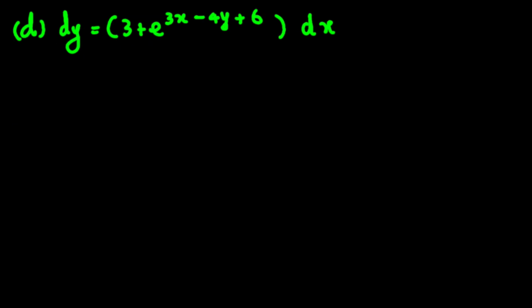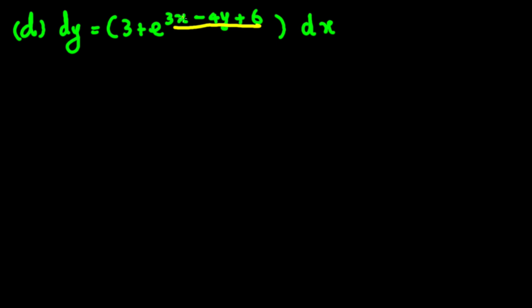Now let's look at another example. Here we have dy is equal to 3 plus e power 3x minus 4y plus 6 times dx. So this is linear substitution. What makes this one linear substitution? Because this is not Bernoulli's, this is not separable, this is not exact, so you cannot do anything. Why is it not anything? Because of this e power. So whenever you have something like this, it is a linear substitution.